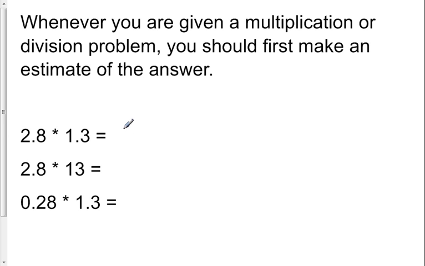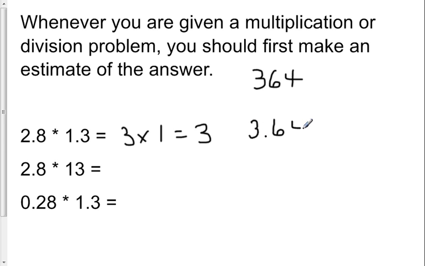2 and 8/10 would be rounded to 3. 1 and 3/10 would be rounded to 1. And so my estimate would be that my product should be around 3. And again, I told you the digits in all of the answers on this page are the digits 3, 6, and 4. So based on my estimate, my decimal point would be placed right here. 3 and 64 hundredths is close to the whole number 3.